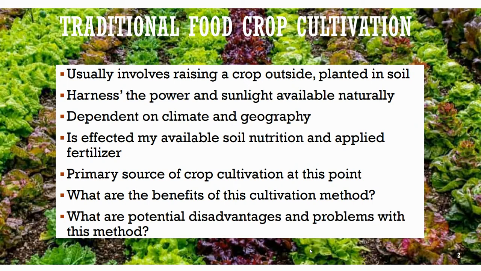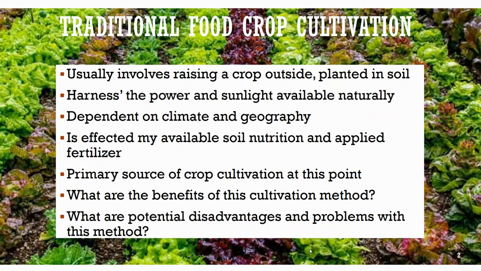Currently, this type of food crop cultivation is the primary source of most of our crops. Most of our crops are grown in a warm place, primarily because they have a longer growing season, and then shipped to the place that needs them. So, for example, in the middle of winter in Colorado, I can still go to the grocery store and buy oranges because they're cultivated somewhere in the right climate and then shipped to my local grocery store.